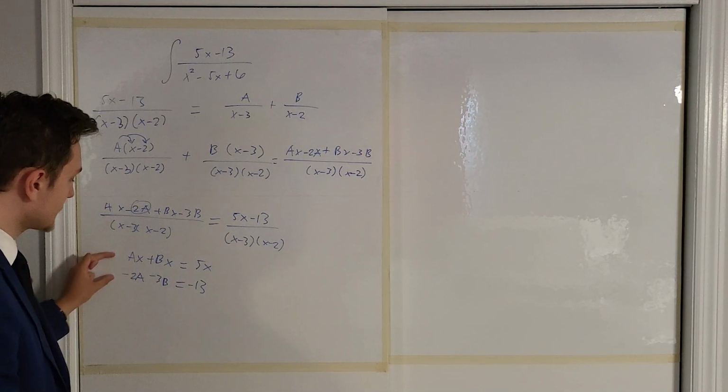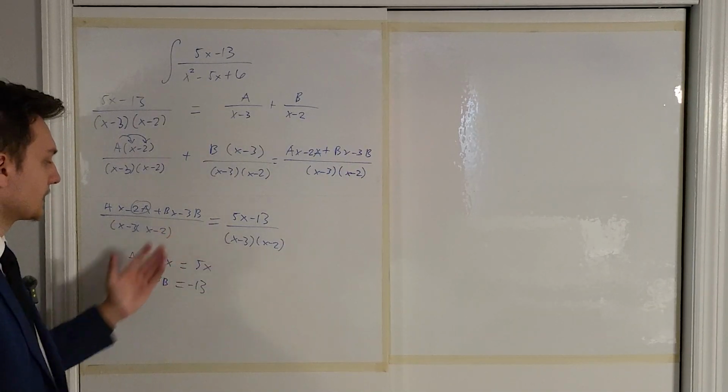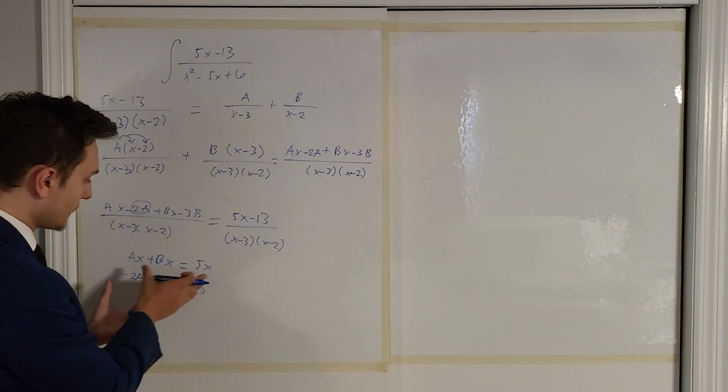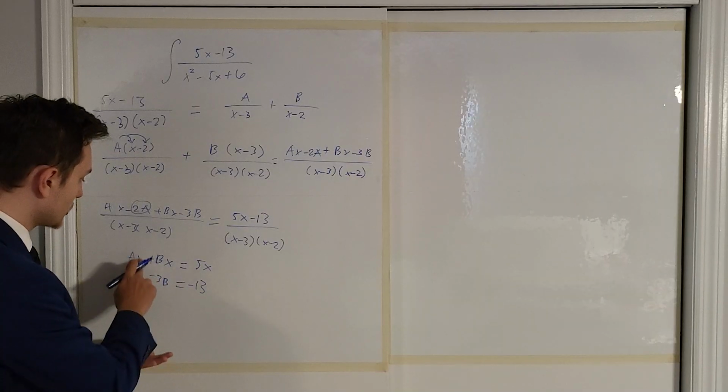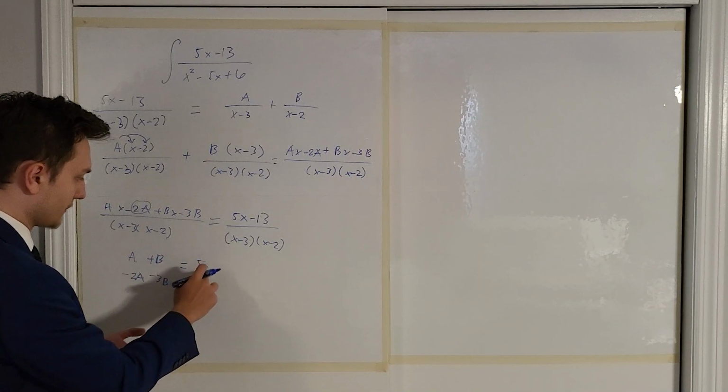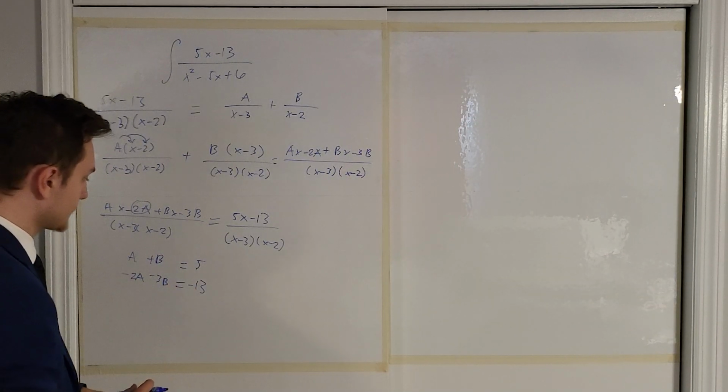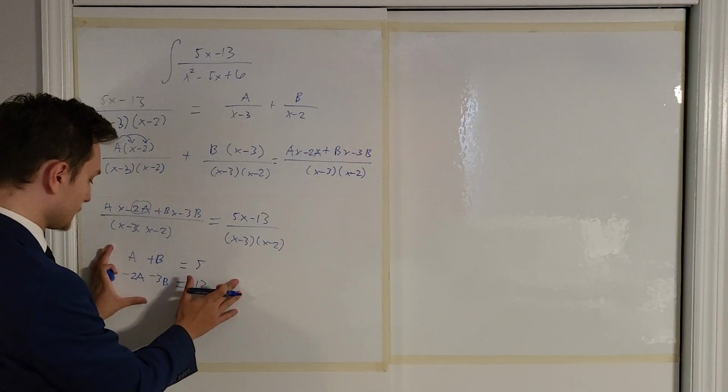Now I have a system of two equations that I'm going to solve. First thing I'm going to do, I'm going to look at my x equation. I see x in each term, so I'm going to erase x from each term. I'm going to divide the whole thing by x. I'm going to get a plus b equals 5.